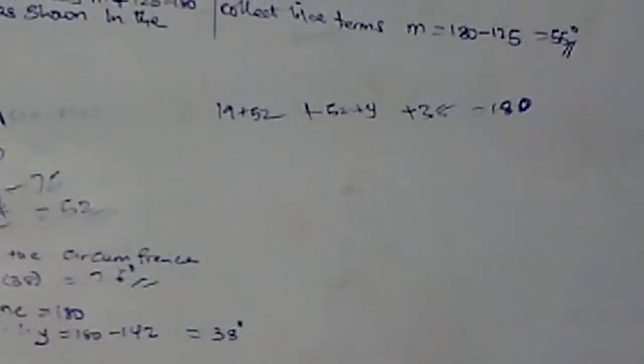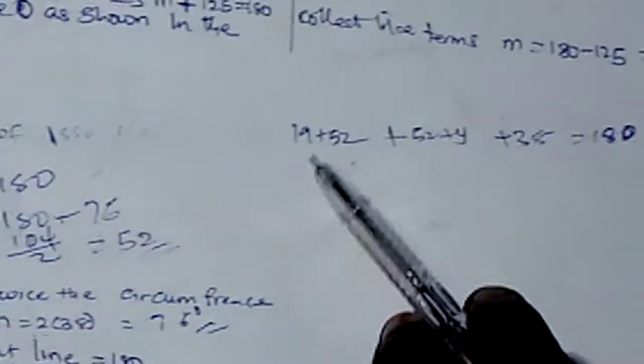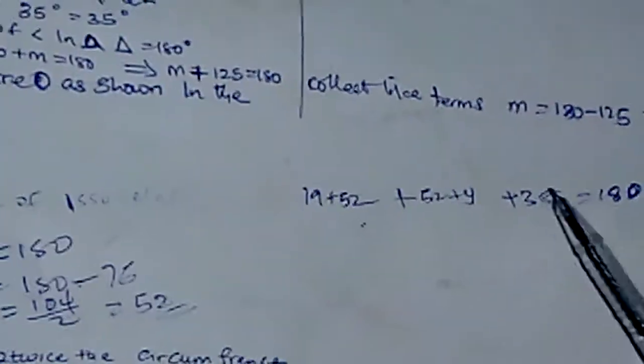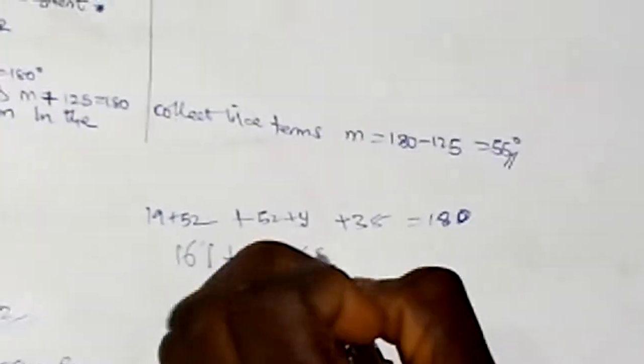52 plus y, 52 plus y, then plus this 38, all equals to what? 180. The reason is the sum of angles in a triangle. This is a triangle, the outer one, when we add everything it equals 180, that's the reason. So when we add 19 plus 52 plus 52 plus 38, that will be 161 plus our y equals 180.